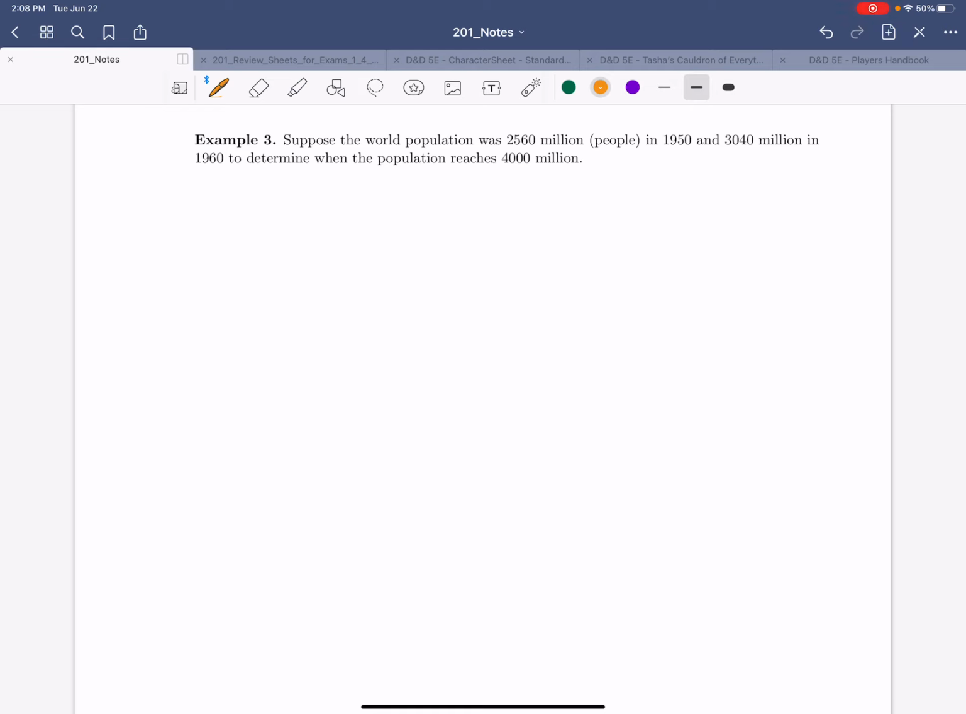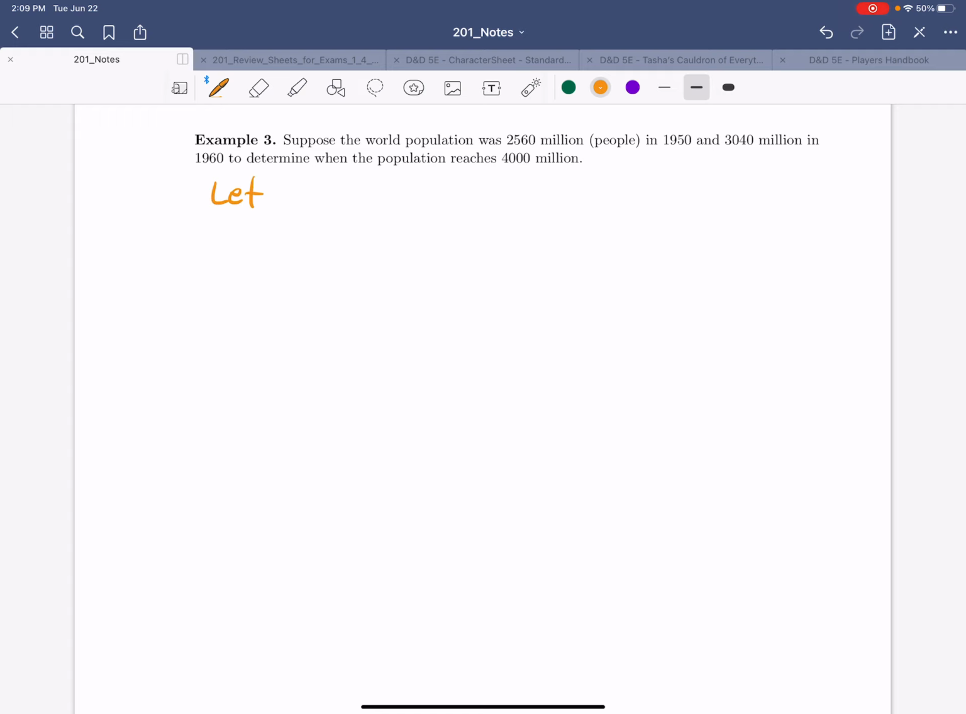Hey everyone, let's practice some exponential growth modeling. Pretty standard population growth problem, right? We are given two points, a year and a population, and we need to use that data to come up with an exponential model and find when the population equals a certain amount.